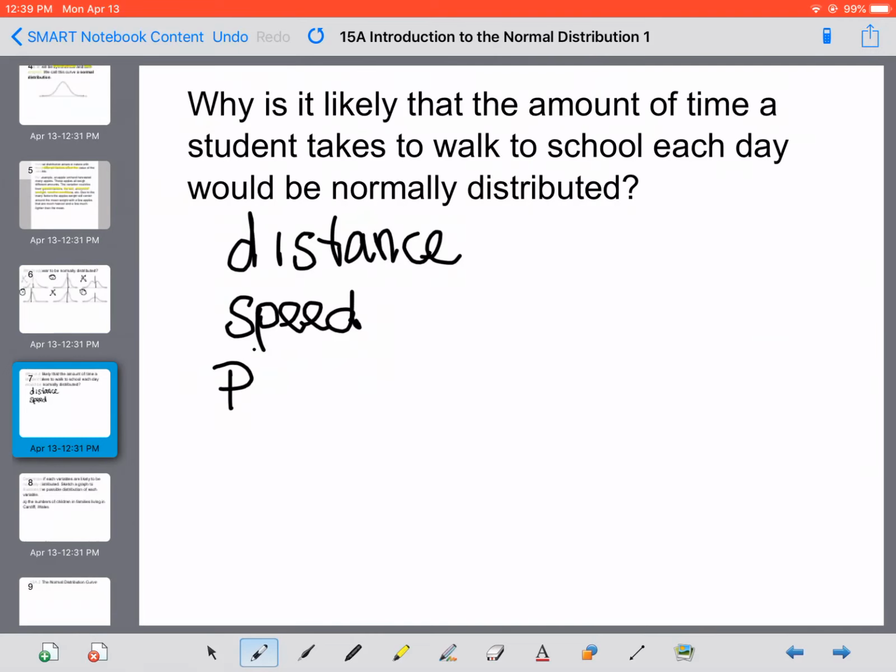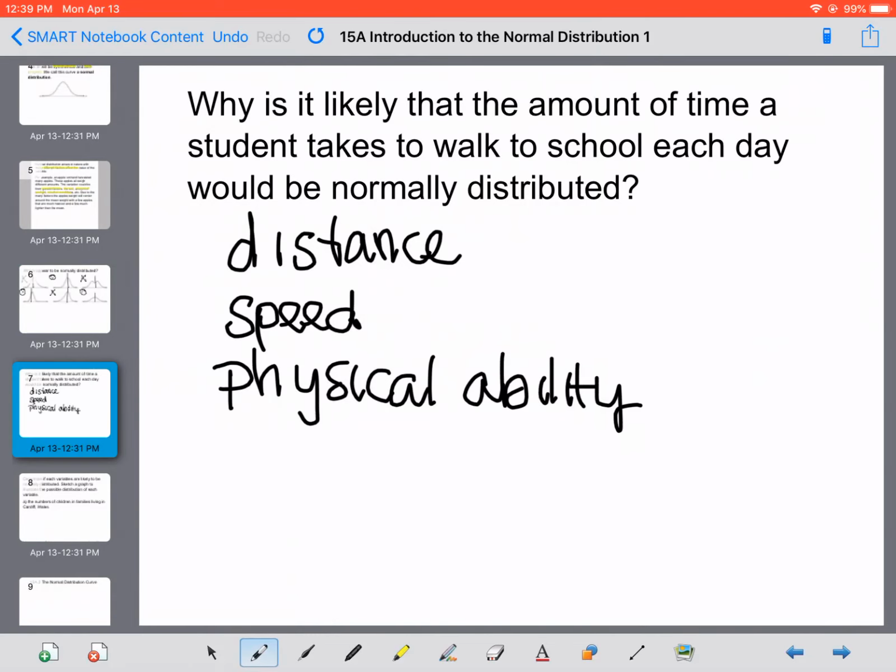Your physical ability. If I am not physically in shape, I'm going to get tired and I'm going to end up walking slower, which then will affect the time it takes for me to get to school. How about the terrain, sorry. If there's a lot of hills, it's going to take me a little bit longer than if it was all flat. So because there are multiple different factors, that is making this type of situation a normally distributed problem. Let's look at some others.